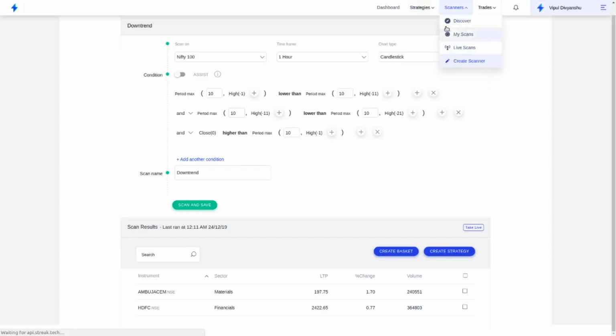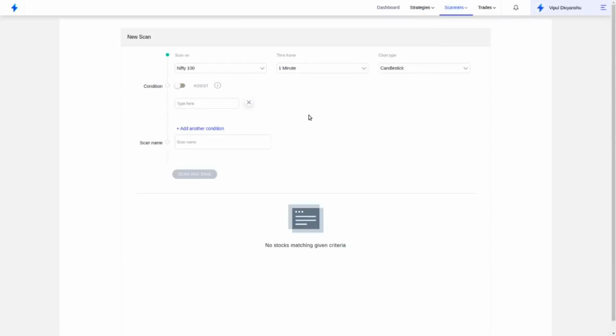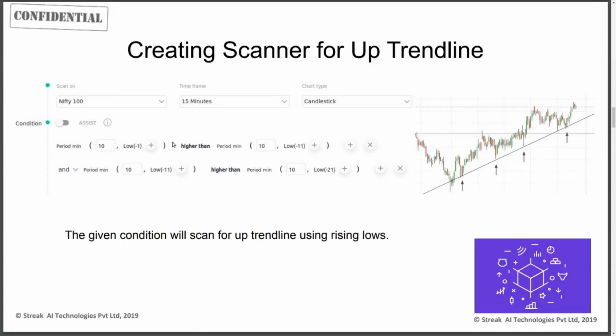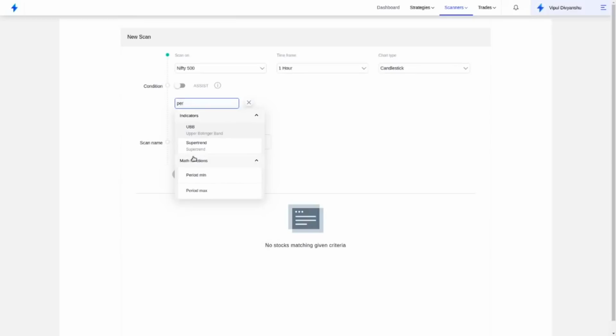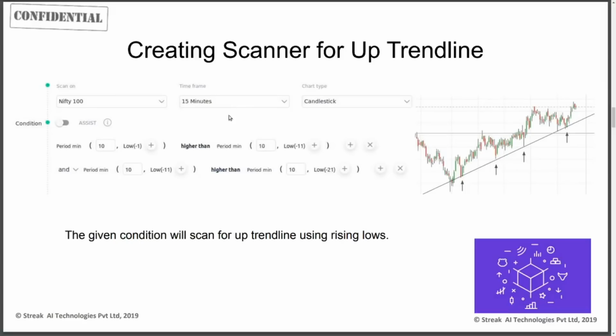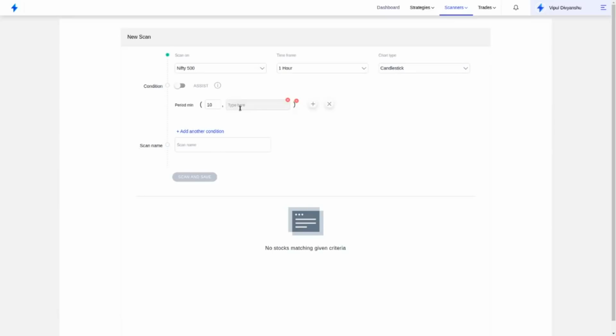So let's go into create a scanner. Okay, so I'll just change this to 15 minutes. Or let's keep it 1 hour so that we see much more established levels. And we'll also use Nifty 500 instead of Nifty 100 so that we can scan more stocks. Okay, so the first thing, if you remember, we have to use period min. Period min is basically a shortcut to identify the minimum value for 10 candles. This is 10 here. Now what period min do we want? We basically want this period min for the lowest value of the low in the last 10 candles.